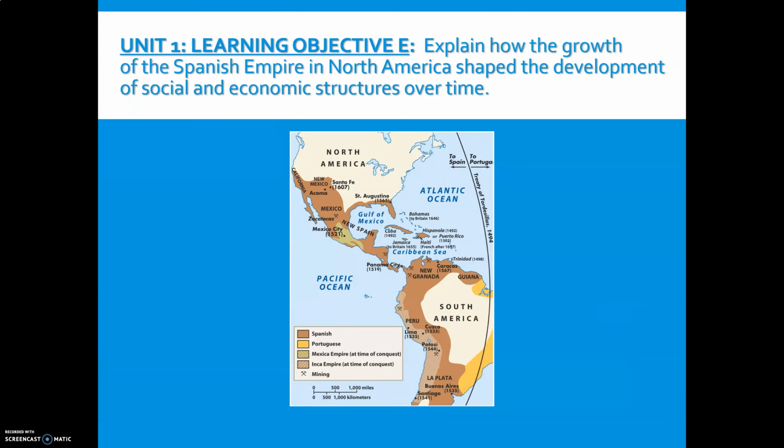So the overall learning objective for this particular topic states that we need to be able to explain how the growth of the Spanish Empire in North America shaped the development of social and economic structures over time. So we need to first get a sense of place. And when we're talking about the Spanish Empire in North America, we're looking basically at all of this. So this would be the work of the conquistadors we were looking at earlier in a previous video, Cortez and Pizarro and so forth. They built this vast empire going all the way from modern-day California down to modern-day Argentina and Chile.